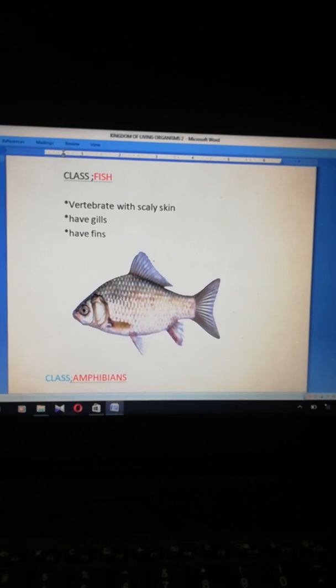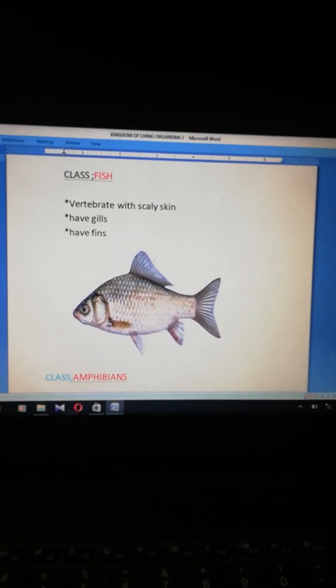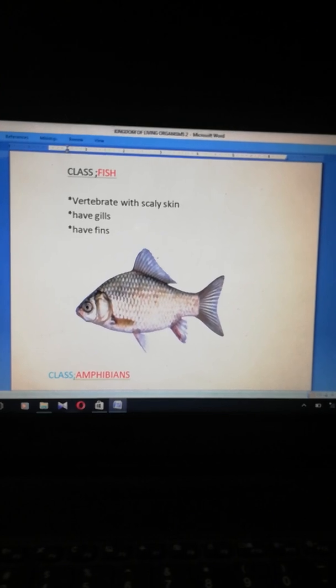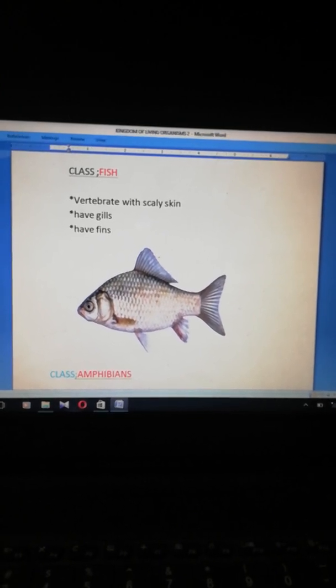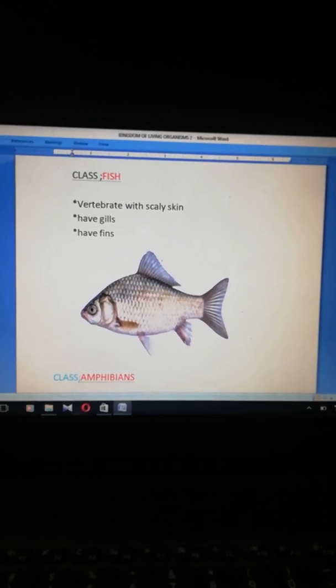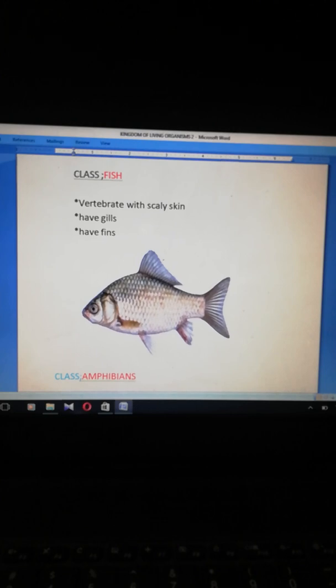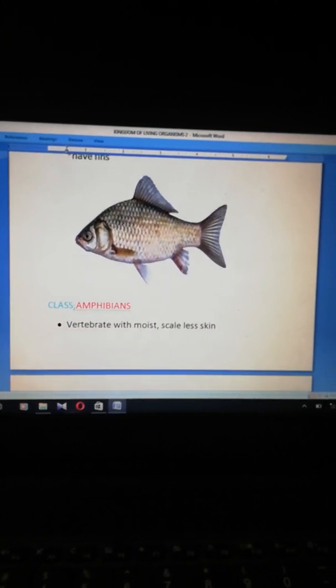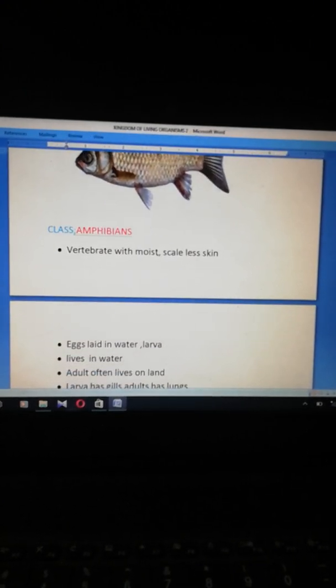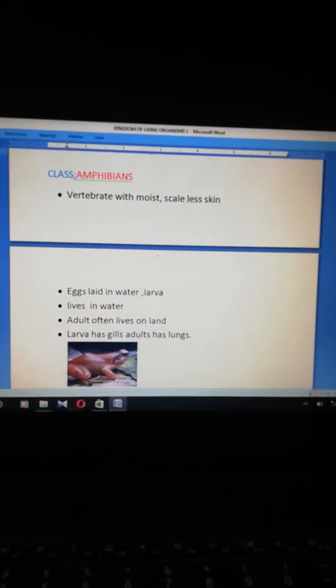Next, class amphibians. Although most adult amphibians live on land, they always go back to the water to breed. Frogs, toads, and salamanders are amphibians. Common characters of amphibians: they are vertebrates with moist, scaleless skins. They lay eggs in water and the larva lives in water. The adult often lives on land. The larva has gills, the adult has lungs.